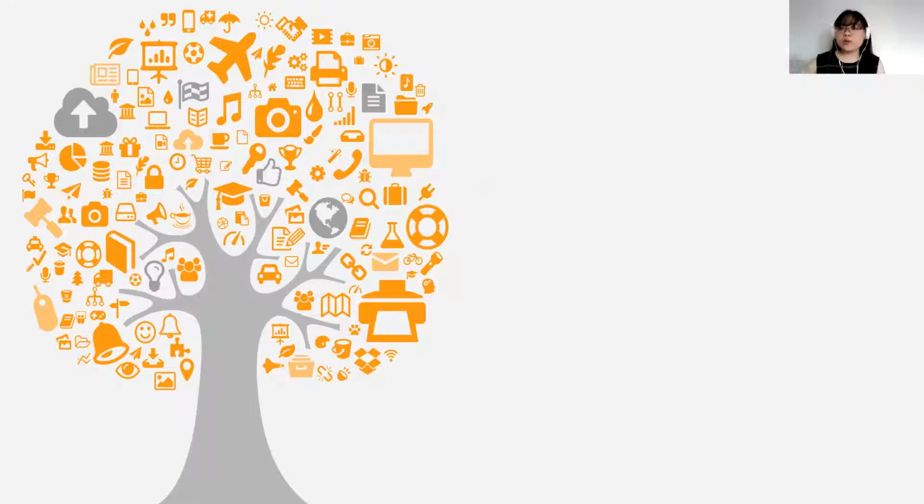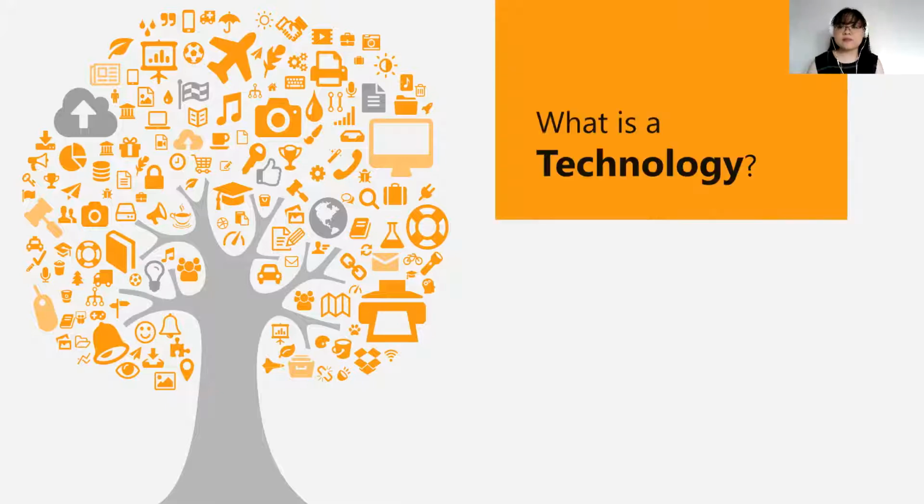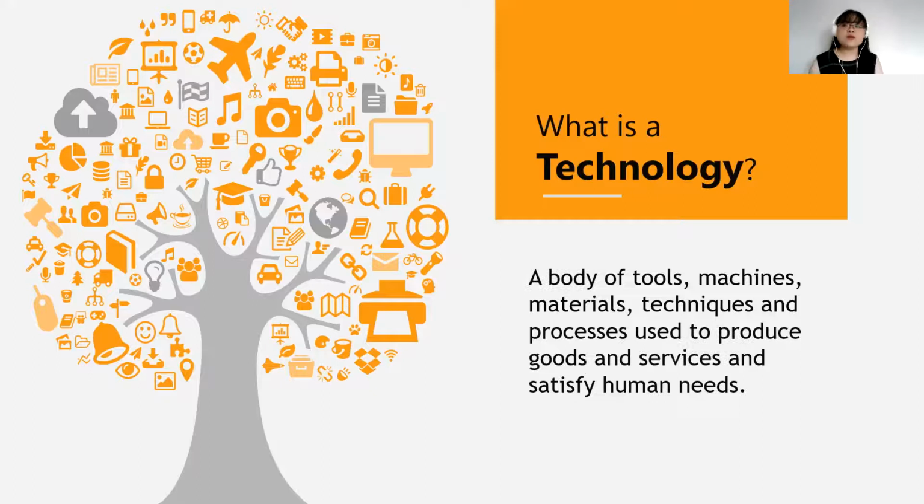Okay, but before we go to the technology packaging process of CLSU, let's go first to what technology is. Okay, let's discuss what technology means. A technology is a body of tool, machine, materials, techniques, and processes used to produce goods and services and satisfy human needs. If you look back at our philosophy, vision, and mission, one of the mission of CLSU is to really generate and disseminate knowledge and technologies for poverty alleviation, sustainable development.